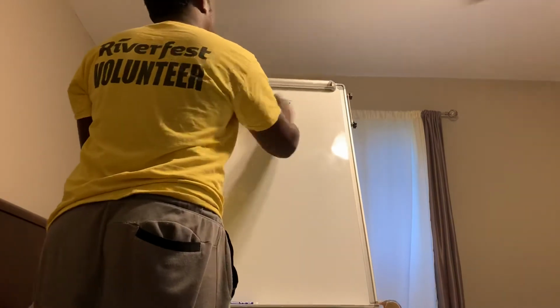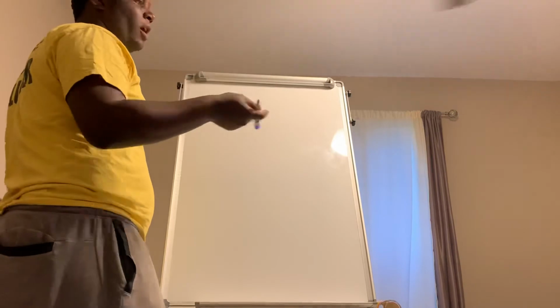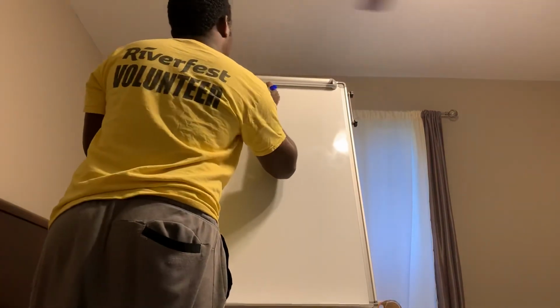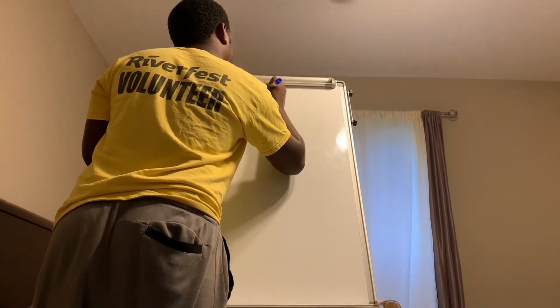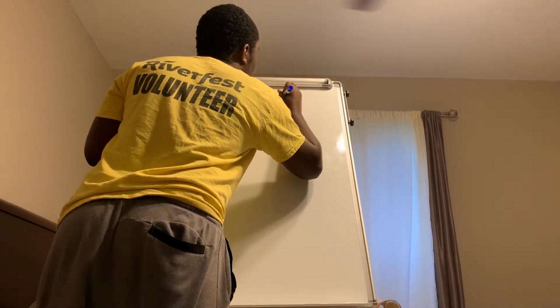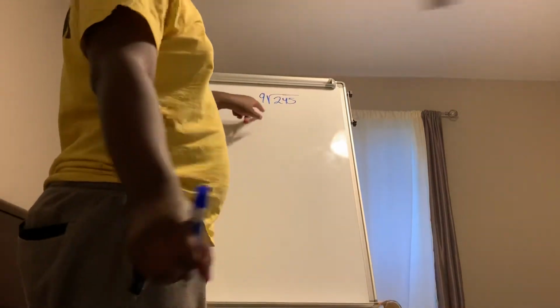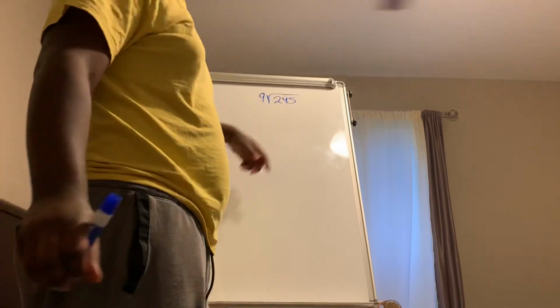And then our last question for this page, I'm going to do the next part in another video, will be 9 with the square root of 245. So I'm not going to worry about this 9 right now. I'm really going to worry about what's in the 245.